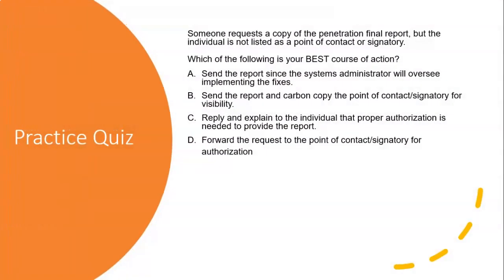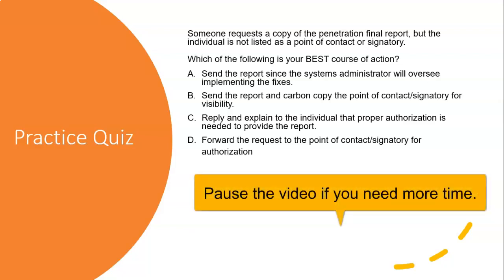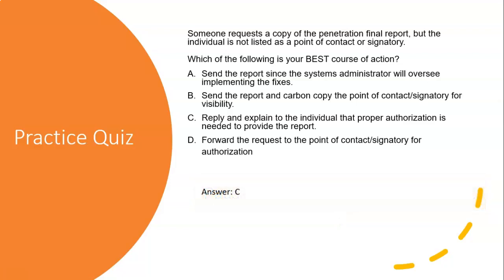In this question here, someone requests a copy of the penetration final report, but the individual is not listed as a point of contact or signatory. Which of the following is your best course of action? The correct answer is reply and explain to the individual that proper authorization is needed to provide the report.